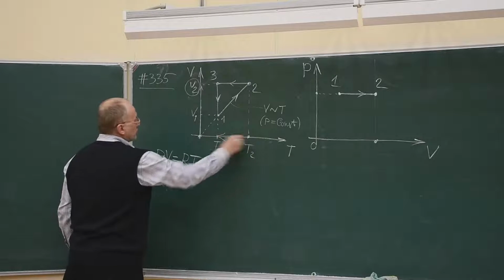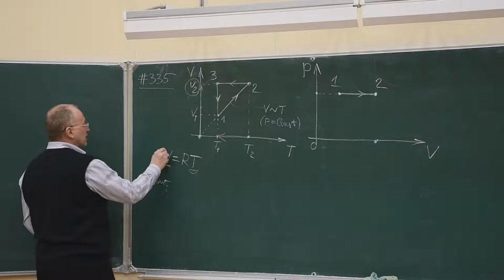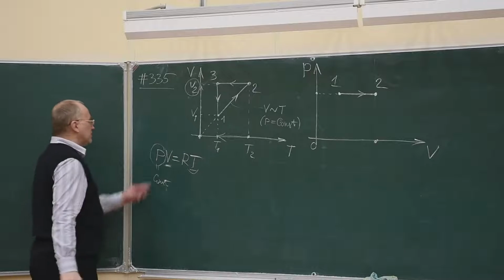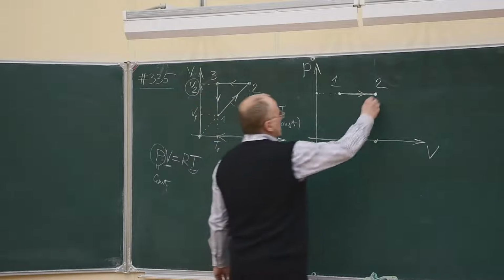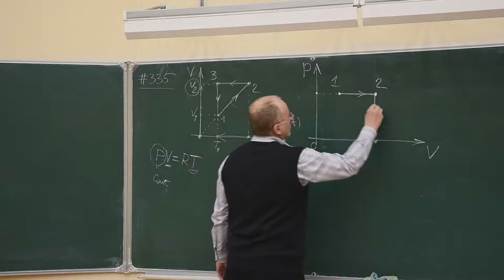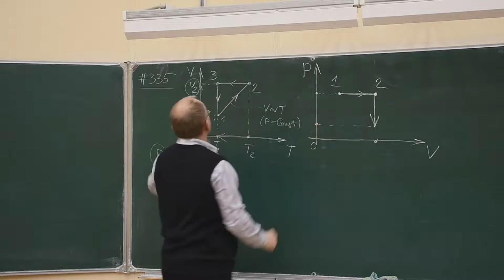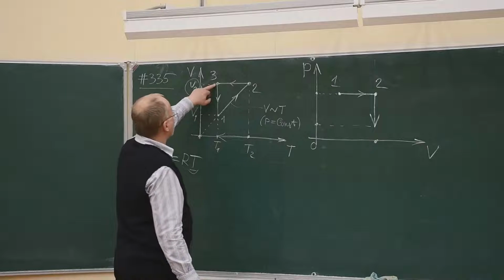The temperature goes down. So if the temperature decreases and volume is constant, then the pressure also decreases. So here, under constant volume, we have to go to a lower pressure. The pressure should decrease to some point 3.